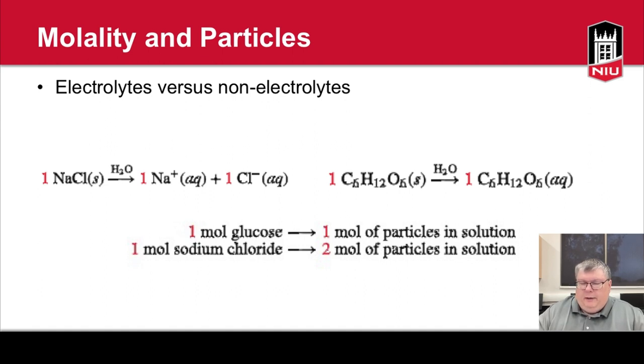Now that's important because if you recall, delta TF and delta TB are proportional to the constant KF or KB times the molality of the particle concentration. So a 1 molal solution of glucose is different than a 1 molal solution of sodium chloride. A 1 molal solution of sodium chloride is actually 2 molal in ions.